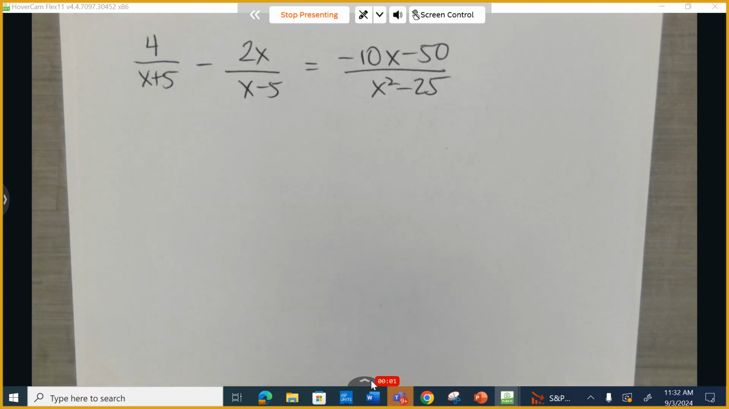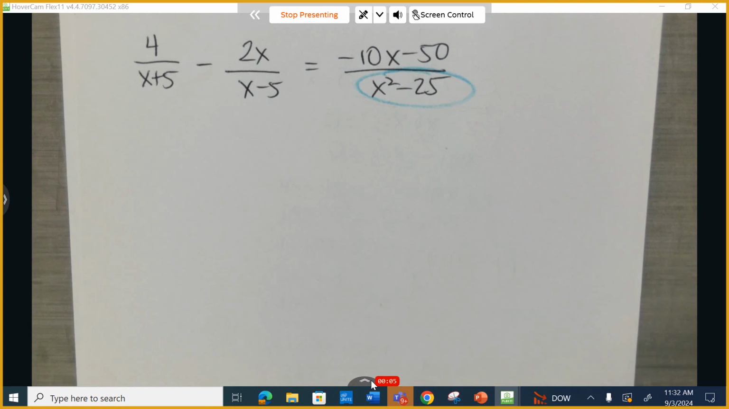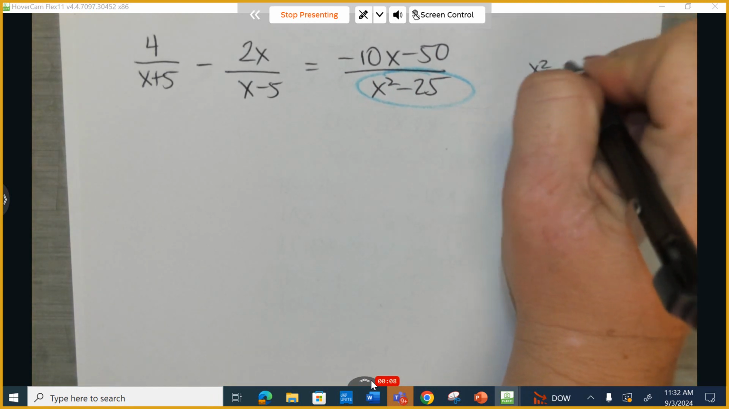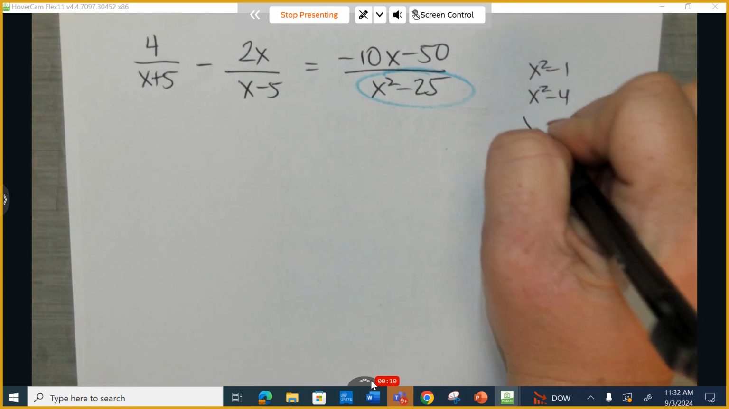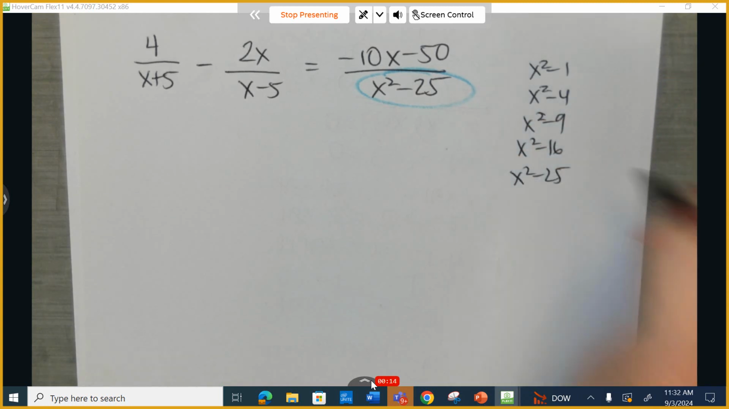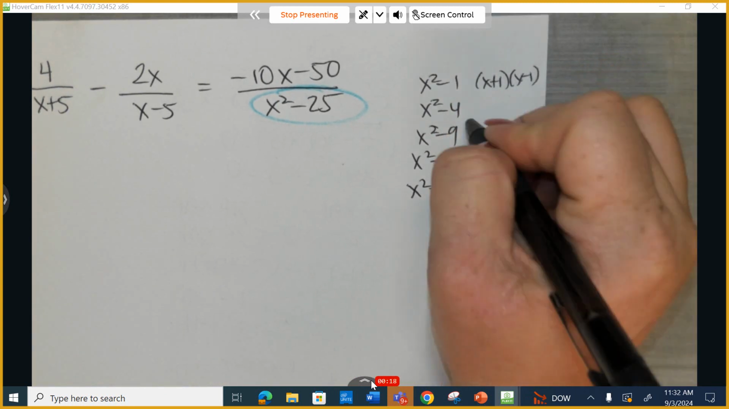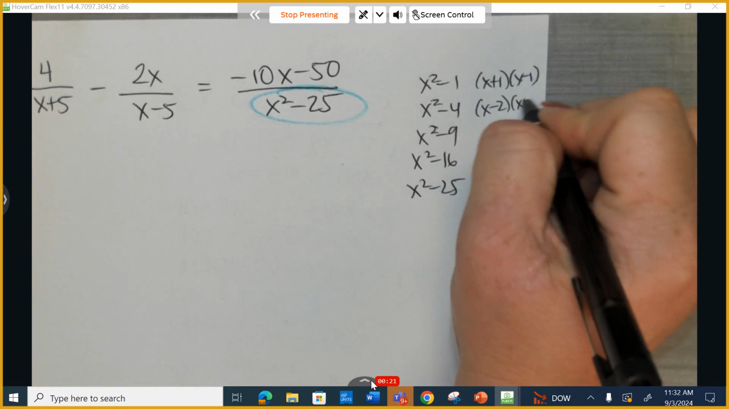To fully understand this, it's going to be valuable for us to understand what this is. So this is a difference of squares. So x squared minus 1, x squared minus 4, minus 9. Hopefully you see a pattern here, 16, 25. All of these break into x plus 1 and x minus 1. It's a shortcut you learned back in 8th and 9th grade.